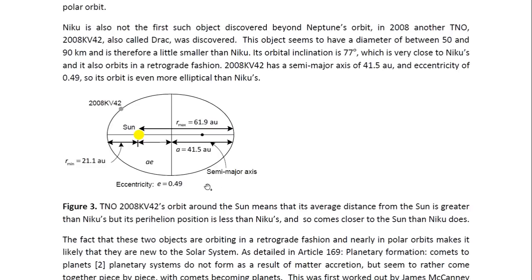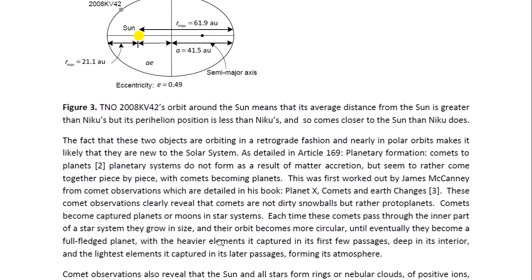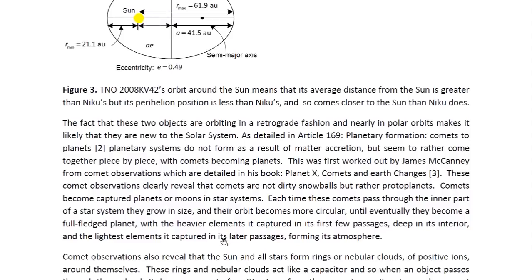And we see here the representation of that orbit: the semi-major axis, 41.5 AU, the maximum distance from the Sun, 61.9 AU, and its perihelion position, 21.1 AU. So this means that it goes much further out than Niku does, away from the Sun, and also comes in closer to the Sun than Niku does. Now, the fact that these two objects are orbiting in a retrograde fashion and nearly in polar orbits makes it likely that they are new to the solar system.